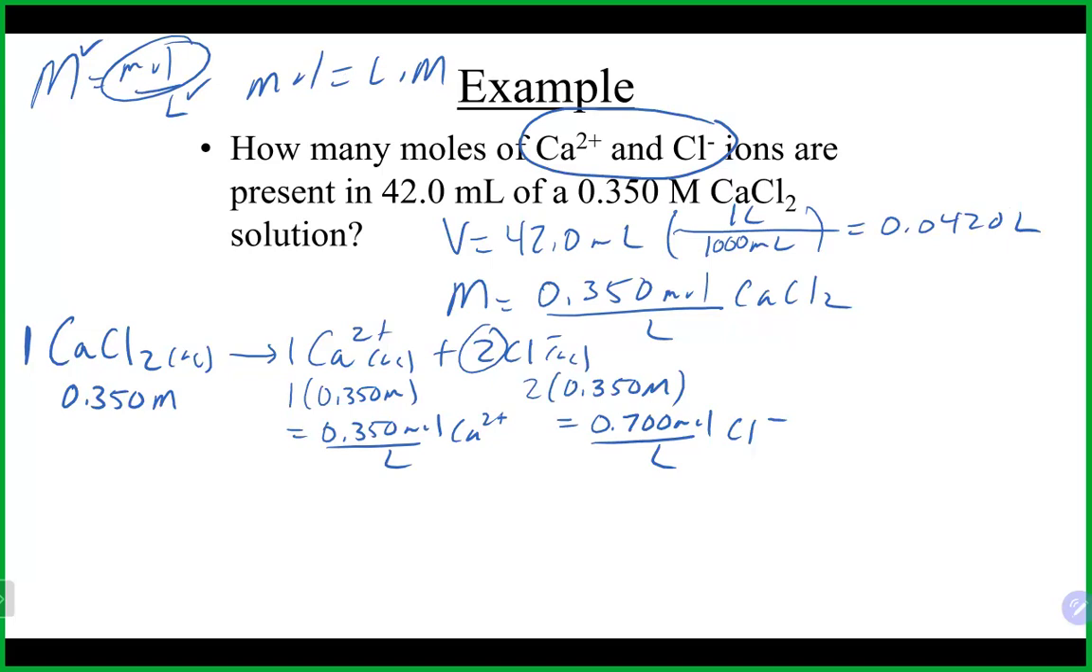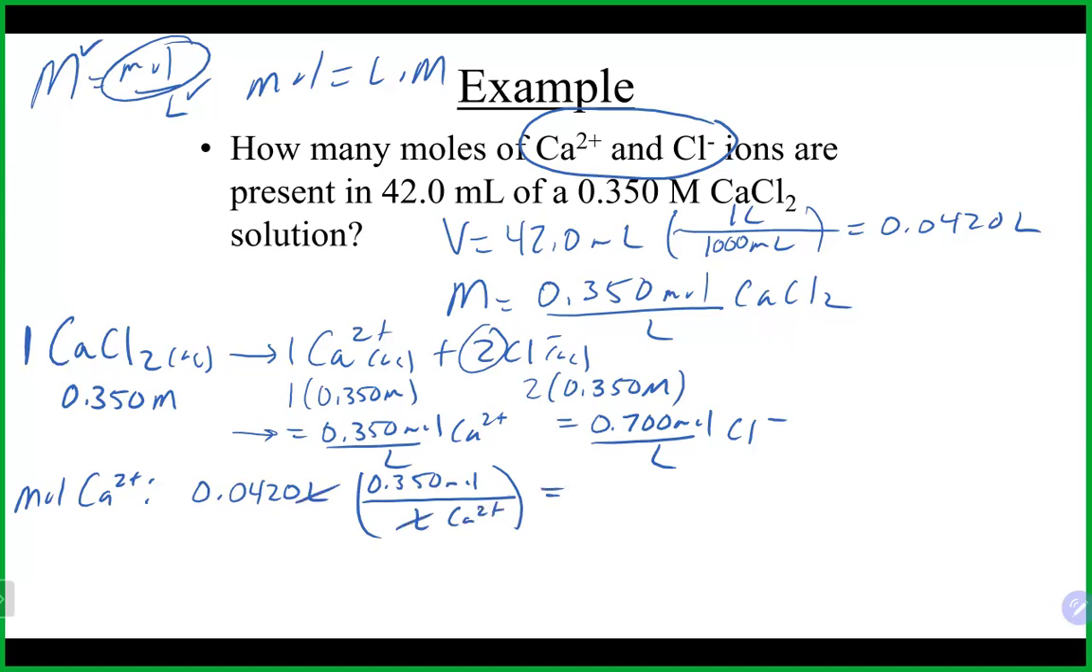So to do the moles of calcium ion, I'm going to take a dimensional analysis approach, which means I'm going to start with my volume here. I'm going to use my molarity as a conversion factor, and it's actually good the way it's written there. We could go 0.350 moles per liter of calcium. The liters will cancel, and that's going to get us here 0.042 times 0.35, 0.0147 moles of calcium in this case.